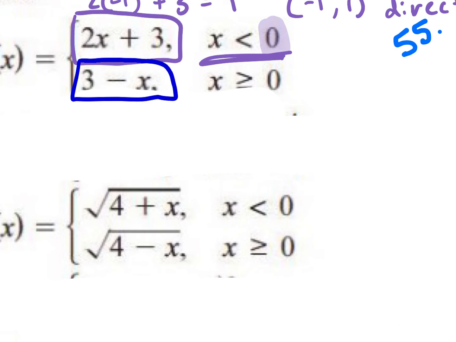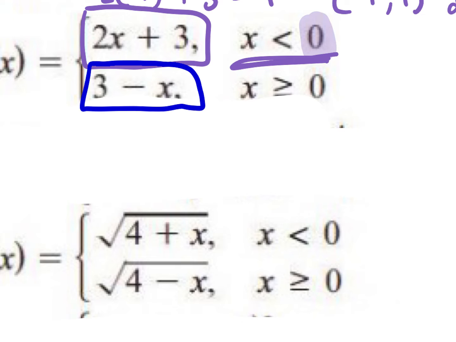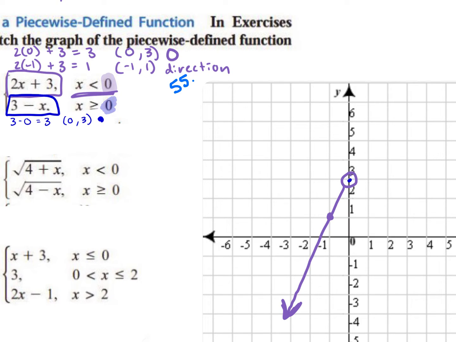All right, let's look at the second piece. What do you think the first number I should plug into the second piece is? 0. Awesome. I always want to plug in the number that it gives me. So I'm going to plug in 0. I have 3 minus 0, which would be 3. So my point here is going to be (0, 3). Do I have an open or closed circle here? A closed circle. So at the point (0, 3), I'm going to put a closed circle. So I stay at 0, go up 3, closed circle there.